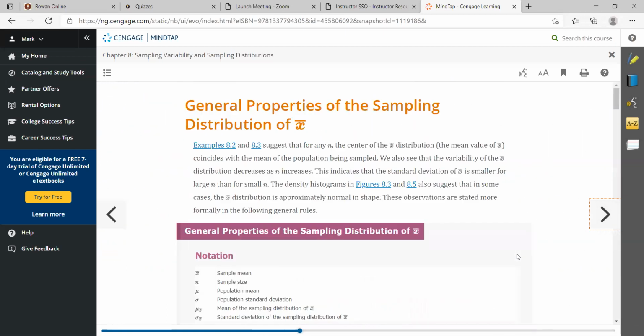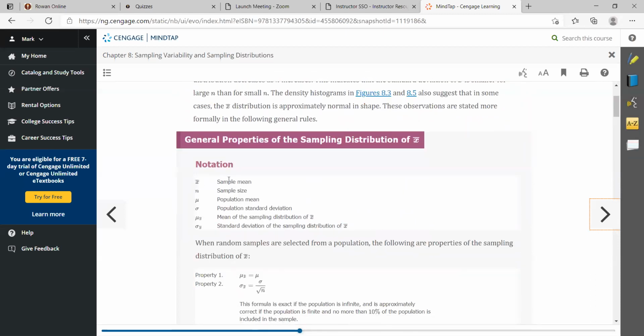I hope you are paying attention. Now, what are the general properties of the sampling distribution of X bar, of sample means? Some of the symbols that you need to know for this: X bar is the sample mean, n is the sample size, mu is the population mean, sigma is the population standard deviation. Mu with a subscript of X bar is the mean of the sampling distribution of sample means, and sigma X bar is the standard deviation of the sampling distribution of sample means.